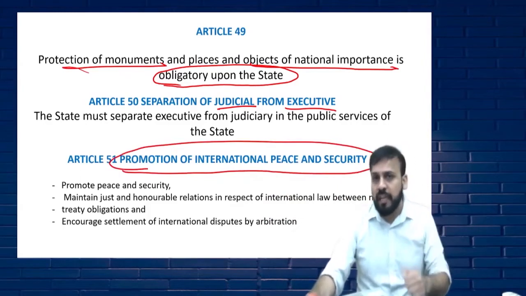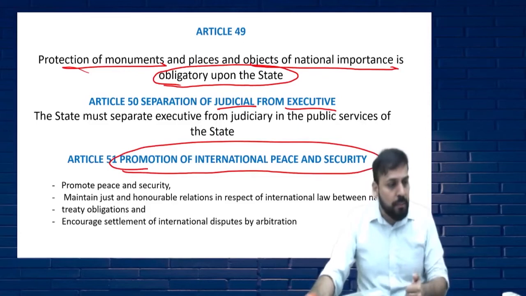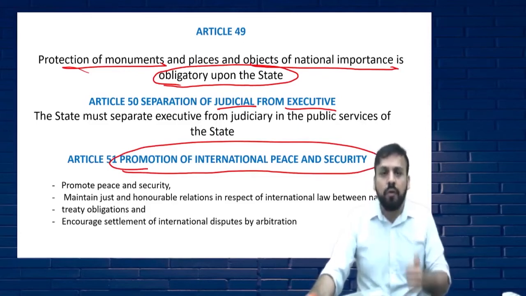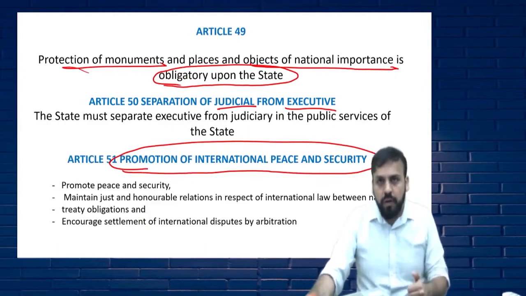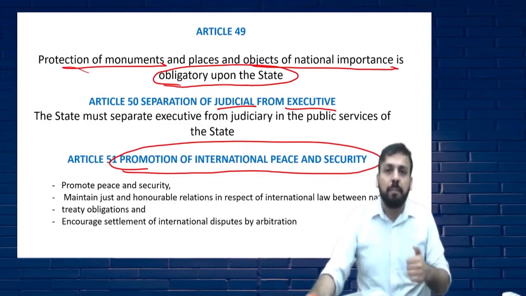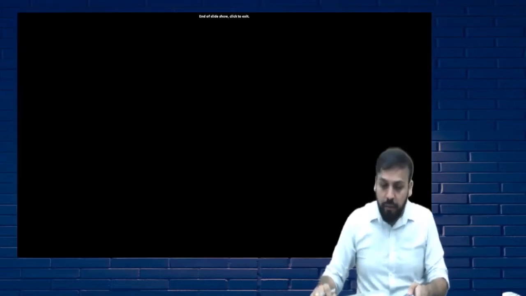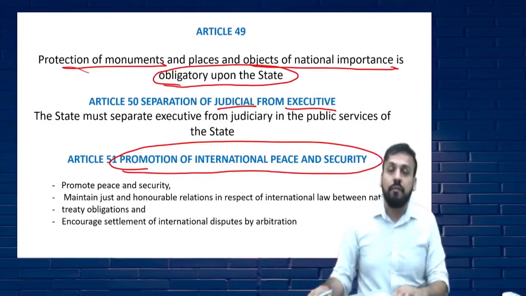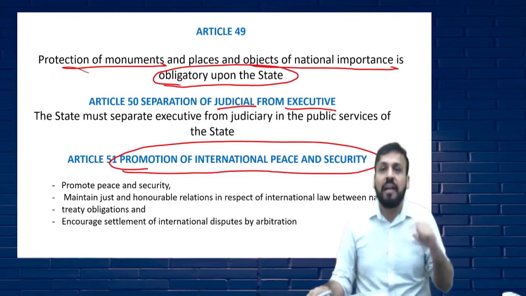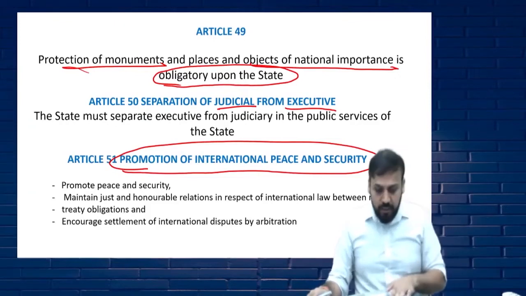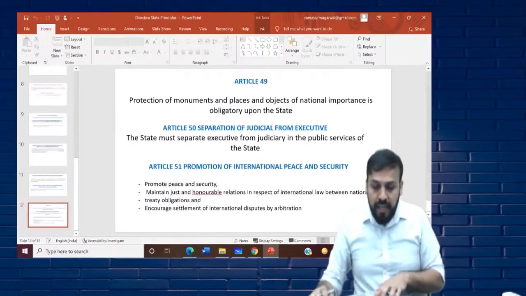Modi ji is doing that. Obviously, our security is important, but at the same time, international peace. We don't want world war. We don't want war. We want peace. International peace is important, and security is important under Article 51. So all these from 36 to 51 are DPSPs.